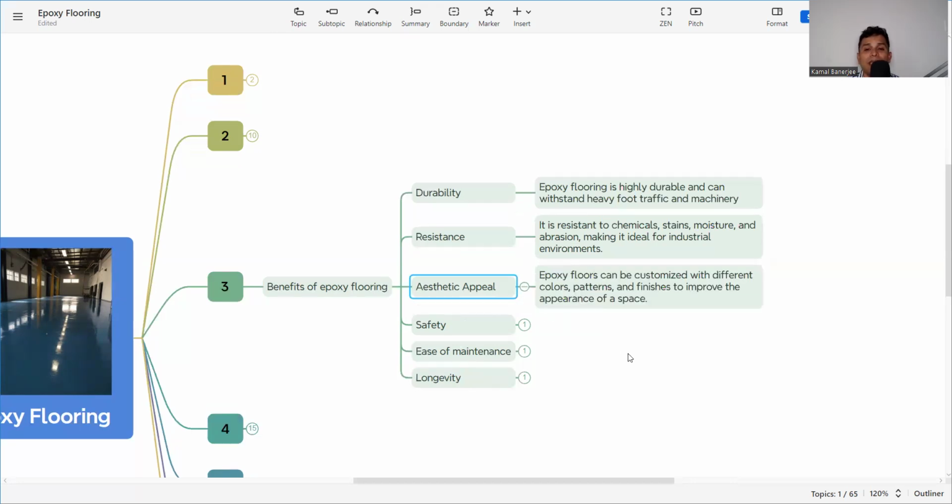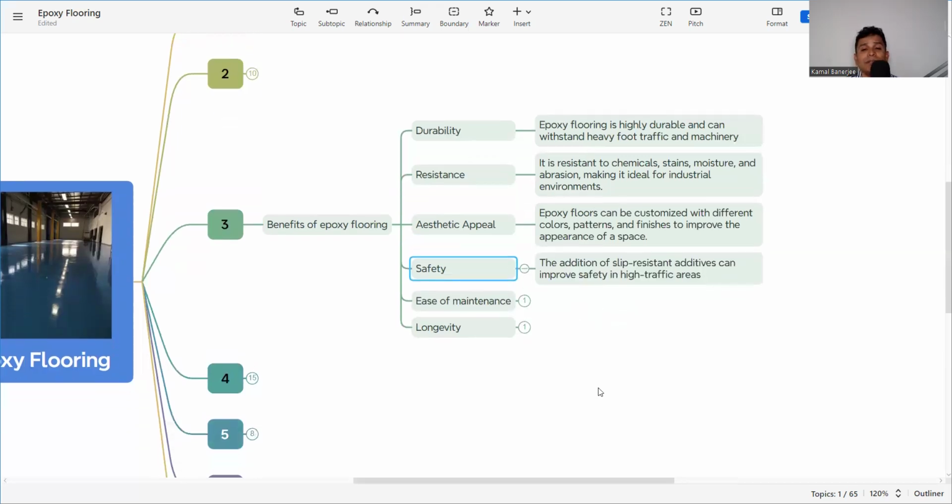Then aesthetic appeal. Epoxy floors can be customized with different colors, patterns, and finishes to improve the appearance of spaces. So it can be used as per the requirement, what color we need, what pattern we need, what shape we need. According to that, we can modify it and make it customized. That is why epoxy flooring is also used for aesthetic appeal.